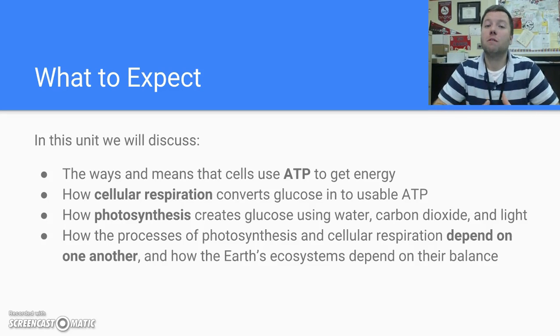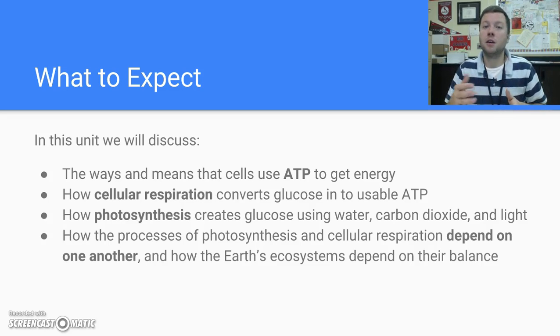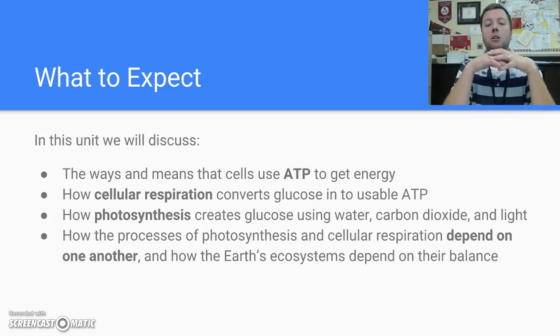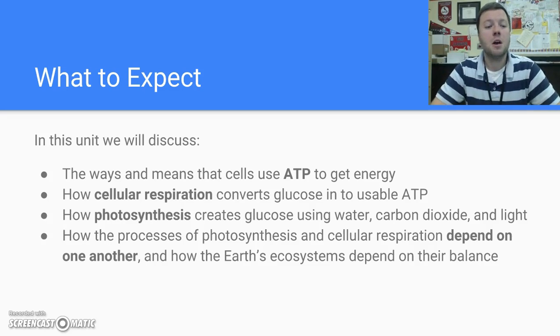How does cell respiration convert glucose, remember that monosaccharide that we get from our digestive system after it breaks down our food, into usable ATP? How does it diffuse through the membrane, get to the mitochondria, and then go through cell respiration there? And how is photosynthesis the other half of that cycle, where it actually creates glucose using water, carbon dioxide, and energy from the sun, or light. How the process of photosynthesis and cell respiration depend on one another. They're interdependent. It's a cycle. We'll talk about that, and how the Earth's ecosystems depend upon this balance.